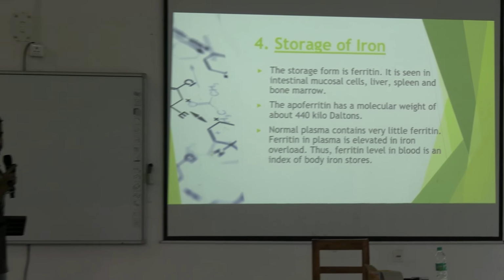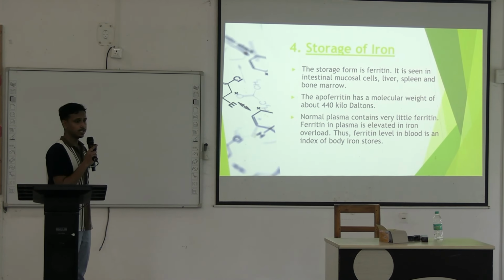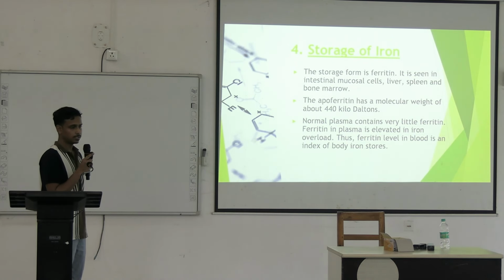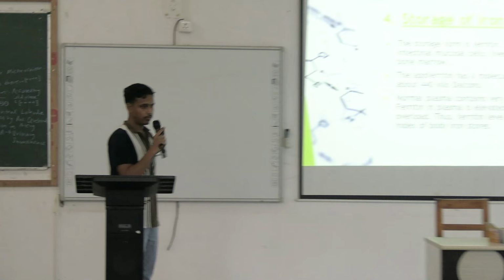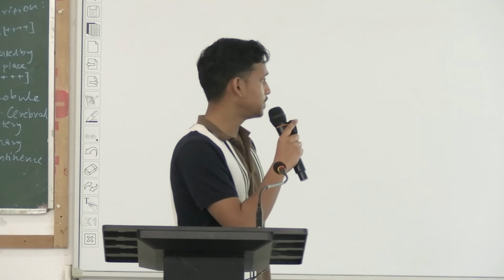Storage of iron. The storage form is ferritin. It is seen in intestinal mucosal cells, liver, spleen and bone marrow. The apoferritin has a molecular weight of about 440 kilodaltons. Normal plasma contains very little ferritin. Ferritin in plasma is elevated in iron overdose. Ferritin level in blood is an index of body iron stores.